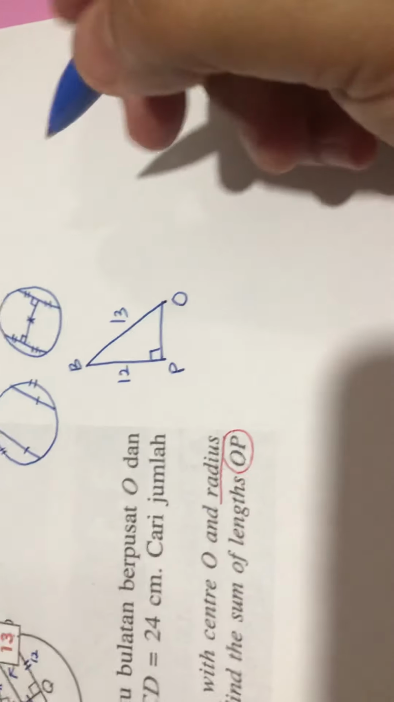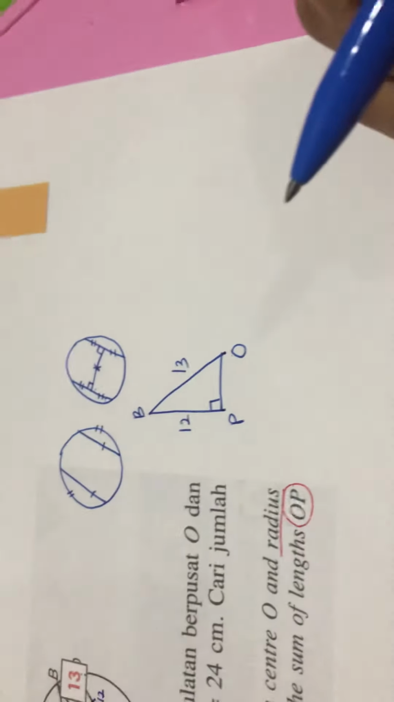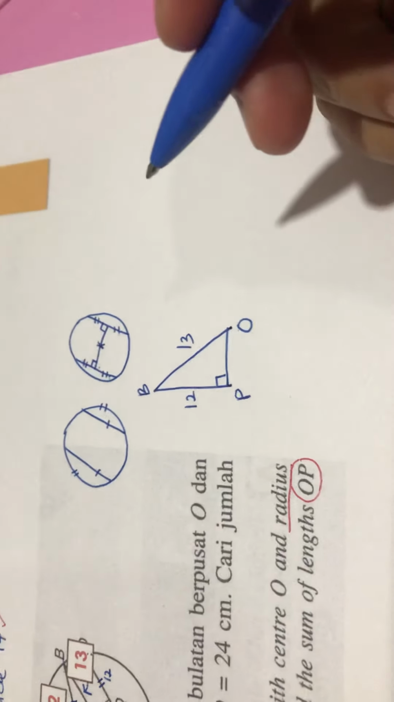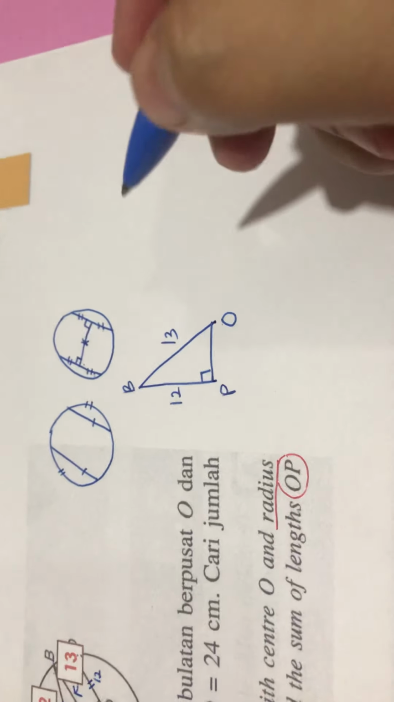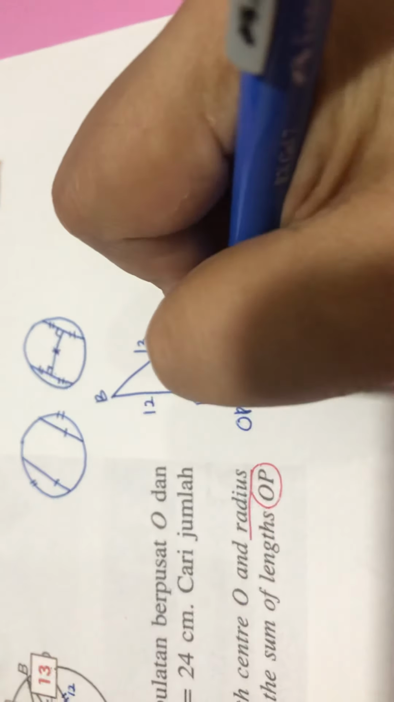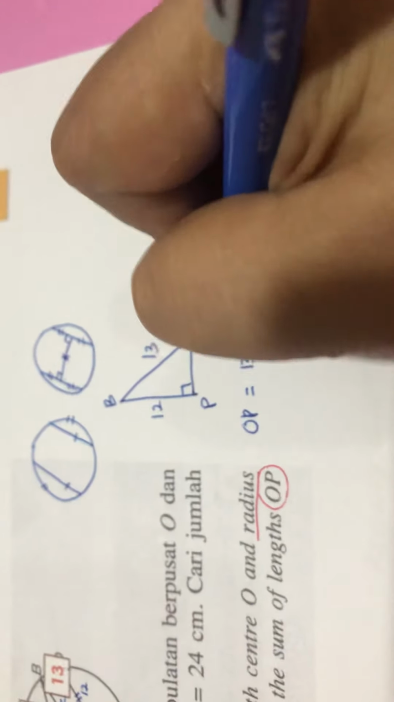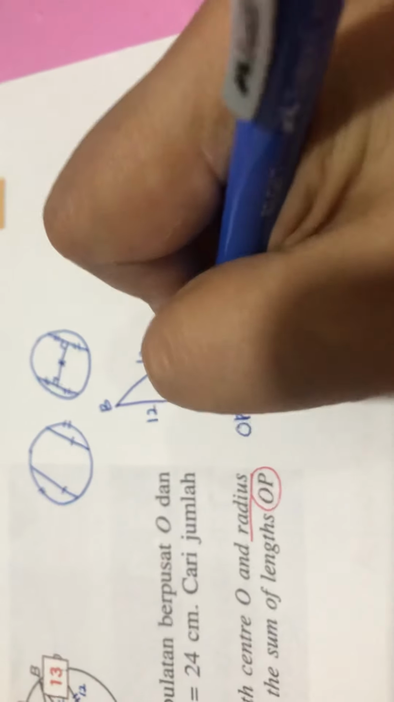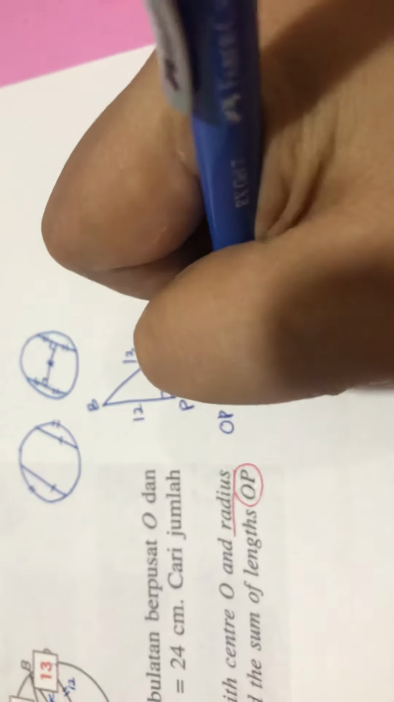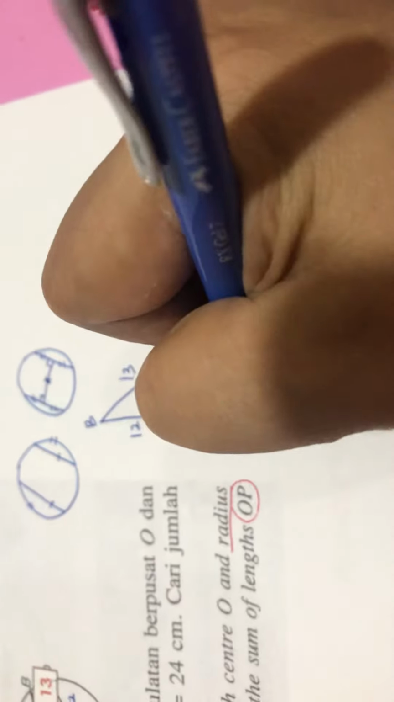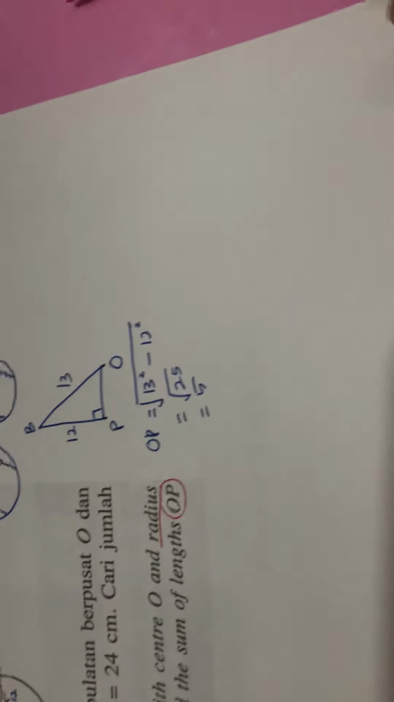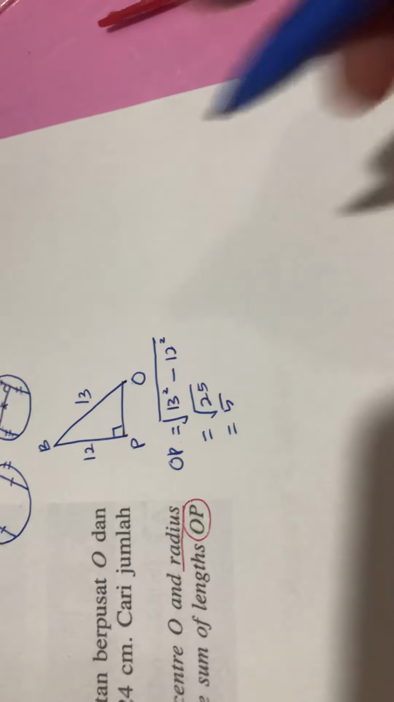So for this question, how do you want to find OP? By using Pythagoras theorem. OP is equal to the square root of 13 squared minus 12 squared, which is the square root of 25, and then OP is 5.